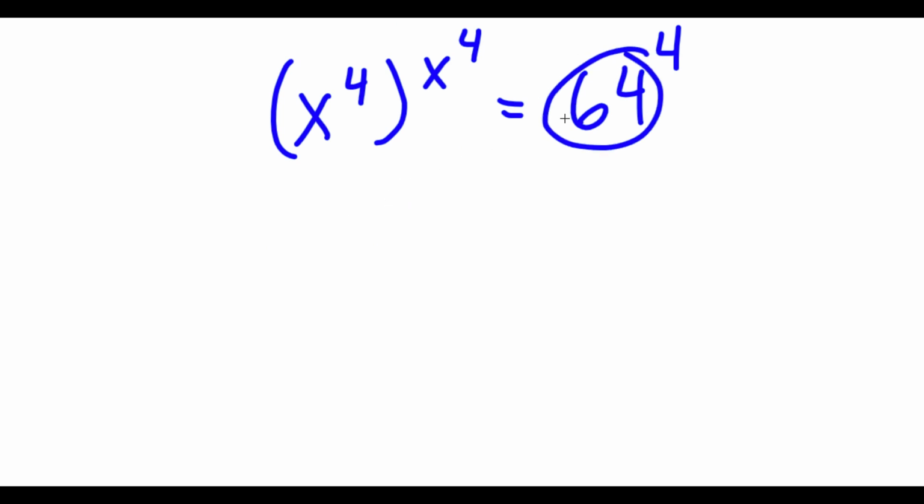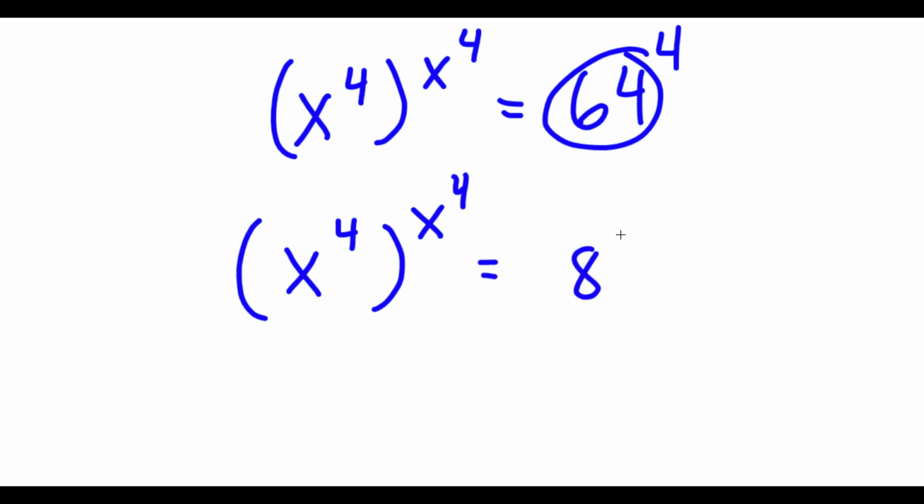Now I'm going to replace 64 with 8 squared. So now I have x to the power of 4, to the power of x to the power of 4, is equal to 8 squared to the power of 4.